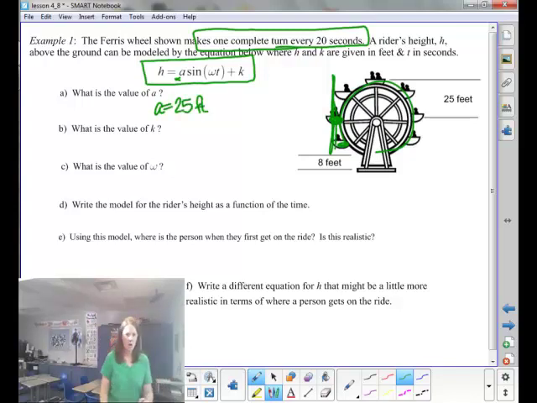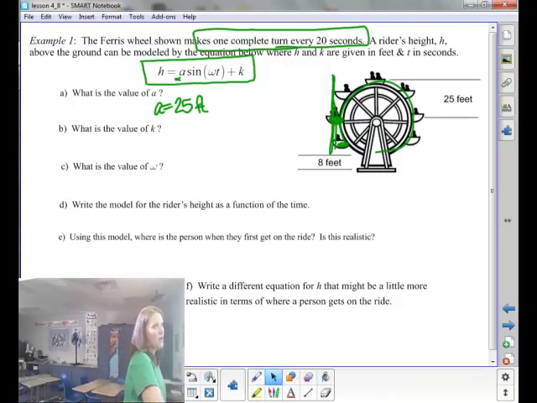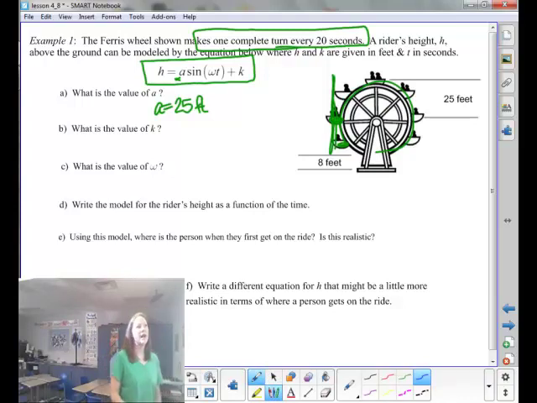Second thing, we want to know the vertical shift. Well, the vertical shift is how far the middle of this graph is above the x-axis. We know that this piece was 25 feet.